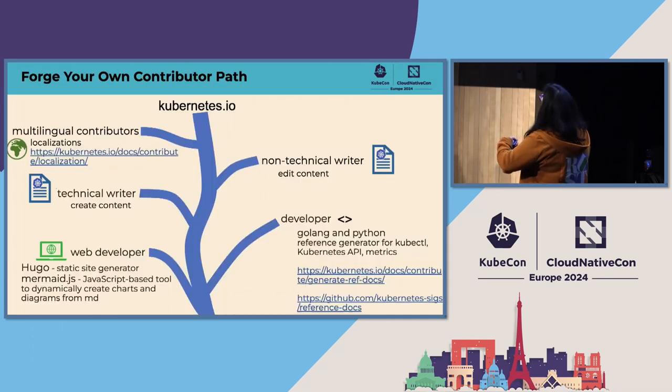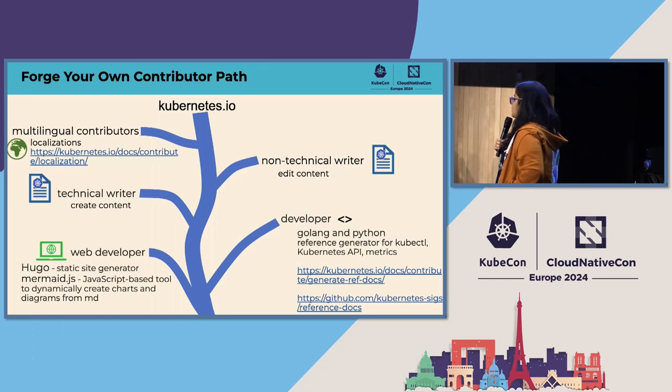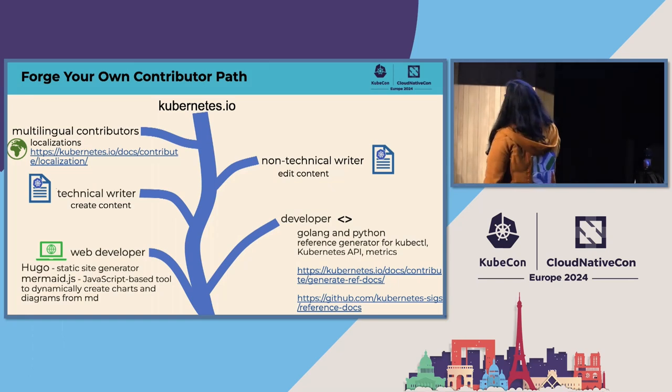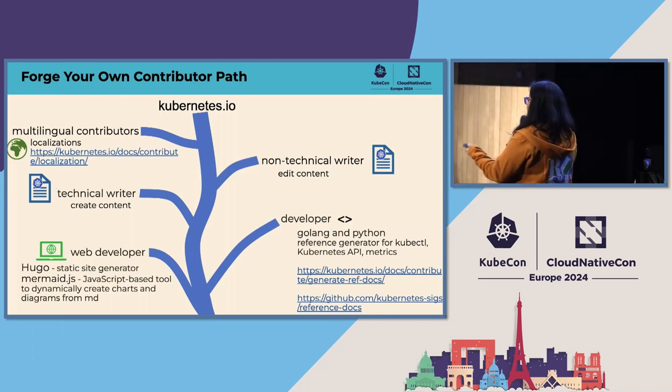Now, I think there are a lot of ways to become a contributor, and this tree outlines them all. This is not a tree, actually. This is a road. But essentially, we are in need of help in a lot of areas, and we have been constantly advocating for it. I'm aware that we are running out of time, but this is a good way to get started. And if you're interested, please ping us on SIG Docs Slack.